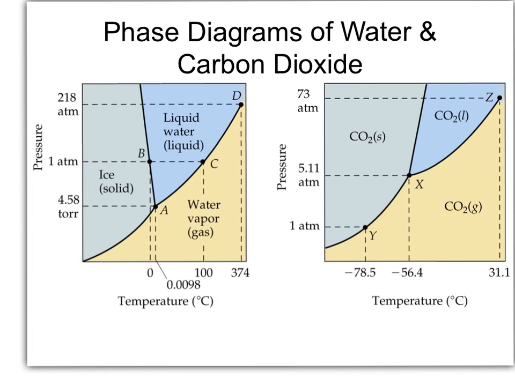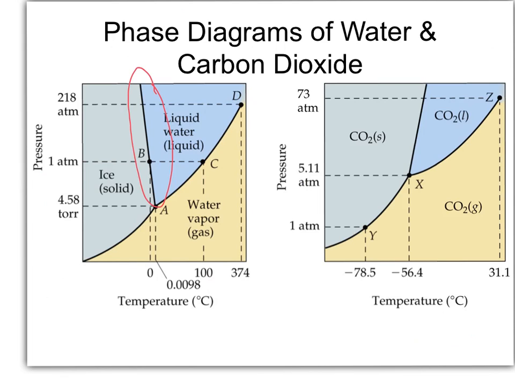I can also highlight the critical point, which would be at 218 atmospheres and 374 degrees Celsius, and the triple point, which would occur when the pressure was 4.58 torr and the temperature was 0.0098 degrees Celsius. I could get the solid, liquid, and gas to all exist within the same tube. Notice that this line has a negative slope. Water is actually one of the only substances where you will see the slope of this line in a negative direction. The reason for this has to do with the hydrogen bonding that holds the water molecules together.